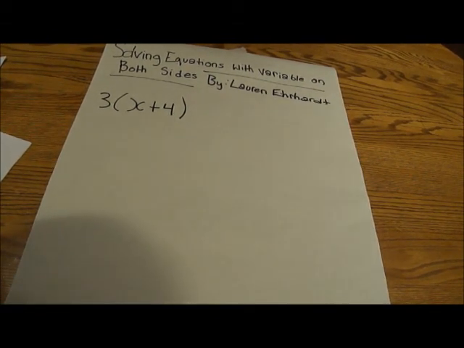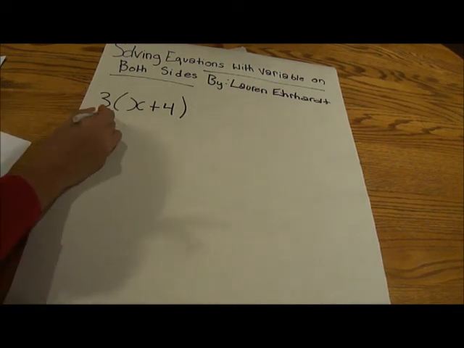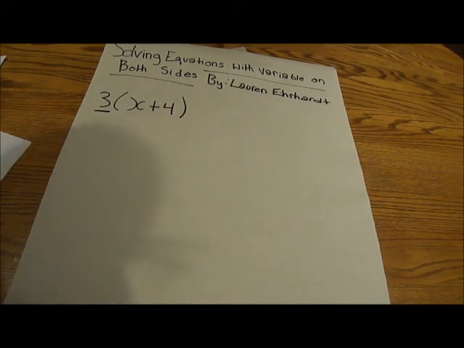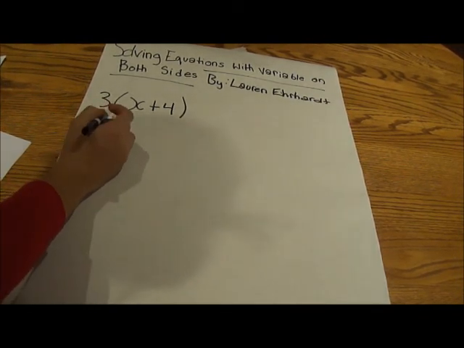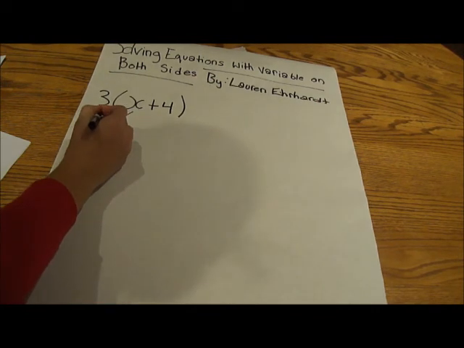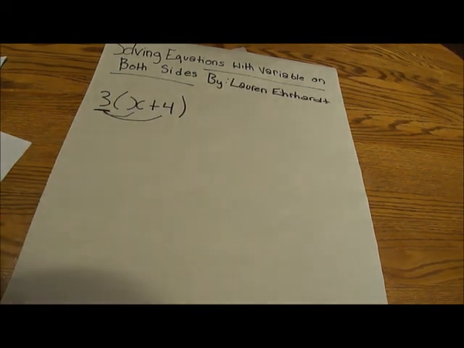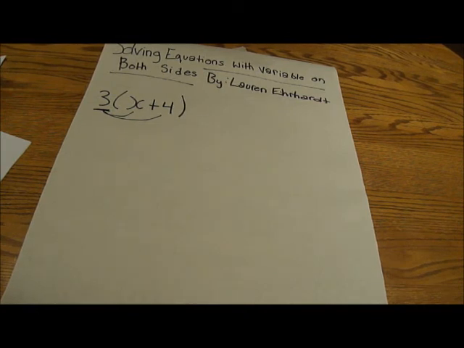Distributive property is when there is a number outside of the bracket. In distributive property, you have to multiply the number outside the bracket by the numbers on the inside of the bracket. Our first example is 3 open bracket x plus 4 close bracket.